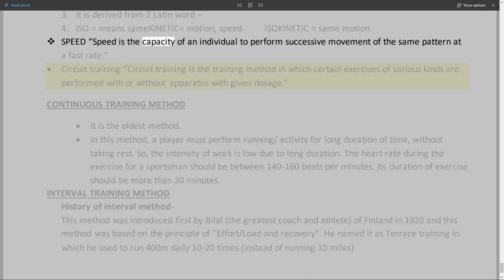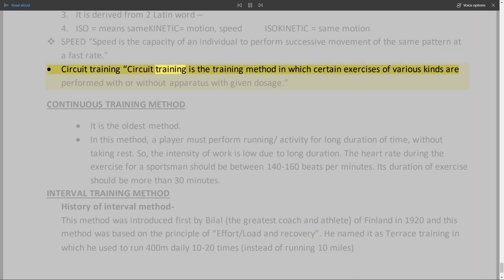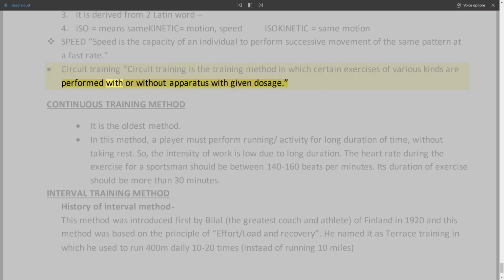Speed is the capacity of an individual to perform successive movements of the same pattern at a fast rate. Circuit training is the training method in which certain exercises of various kinds are performed with or without apparatus with given dosage. Continuous training method.